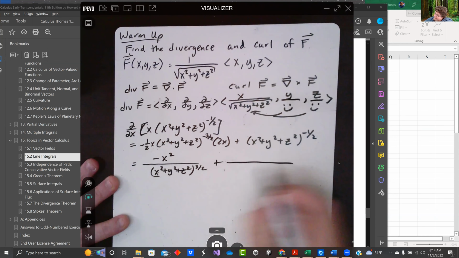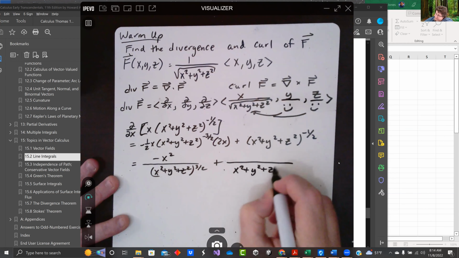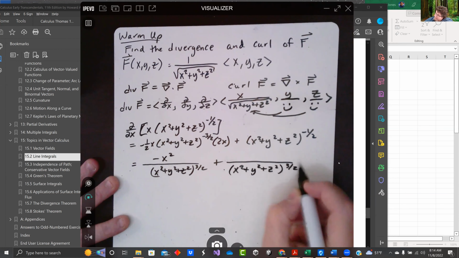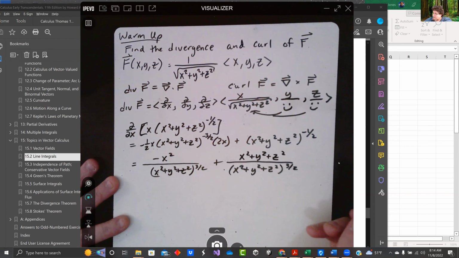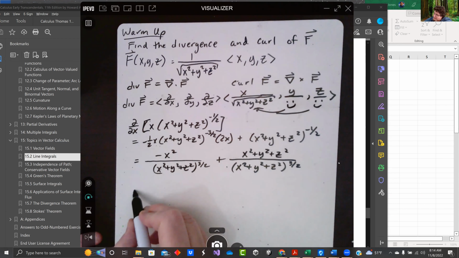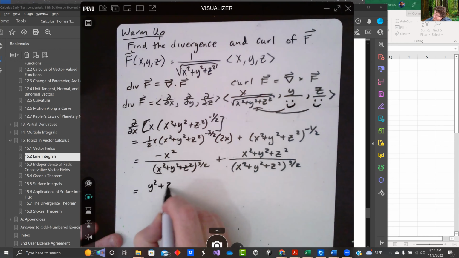If I want to get a common denominator, I need to multiply the top and bottom over here by x squared plus y squared plus z squared. If I do that, I'll get a common denominator. Which is interesting because my x terms go away and I'm just left with the other ones. That's kind of neat. So that's the ddx term.